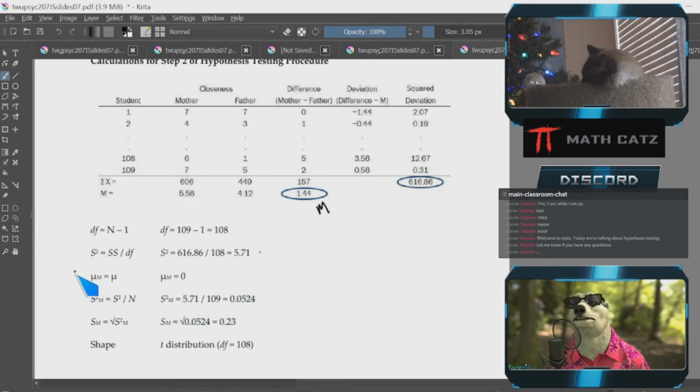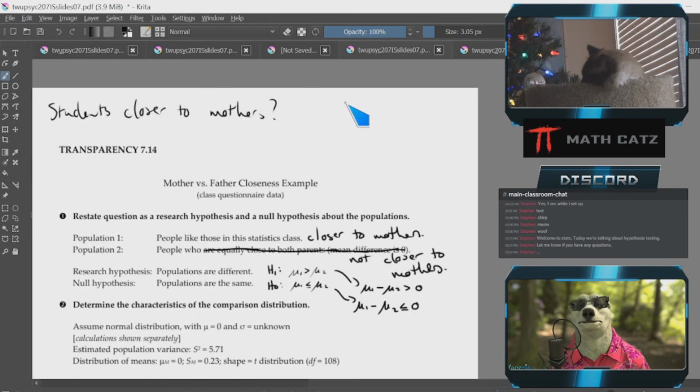Our comparison distribution information is over here, mu0 under the null hypothesis, and the standard error is over there. And the comparison distribution will be a t-distribution, degrees of freedom 108. All right, so that's our setup. Let's see what we get, what this sample is suggesting.